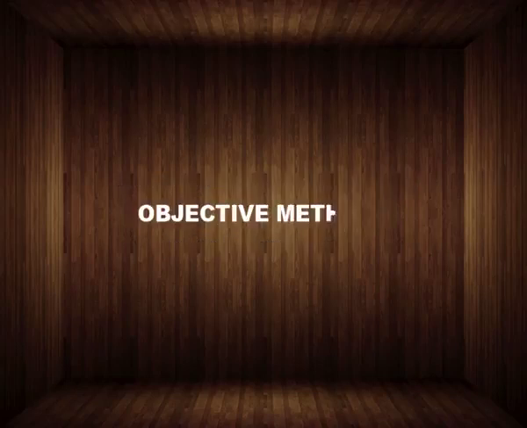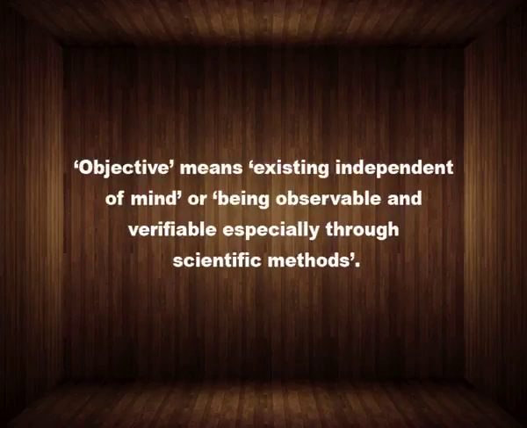Second type of methods is objective methods. The term objective means existing independent of mind or being observable and verifiable, especially through scientific methods. So the methods that involve scientific tools and techniques for the collection of data are called objective methods. These methods are considered reliable and are preferred over subjective ones. These include: Number 1. Observation method.